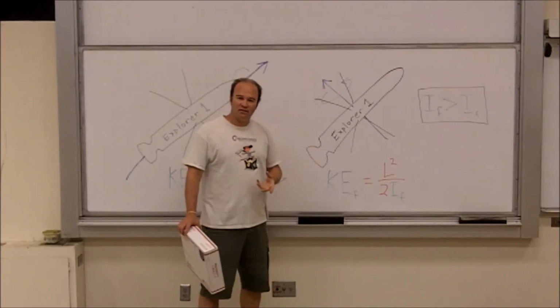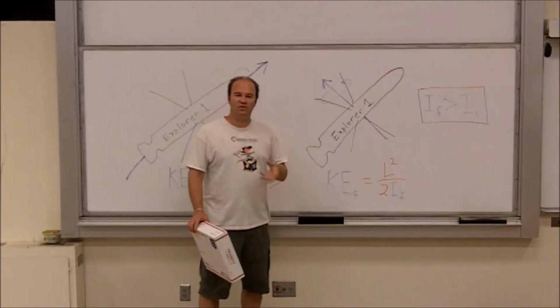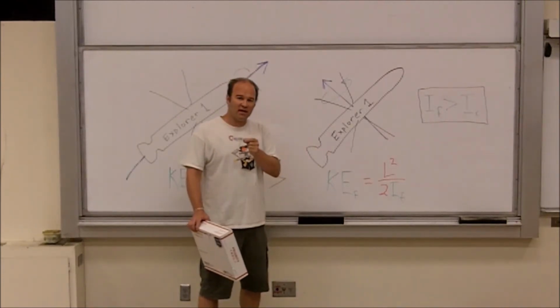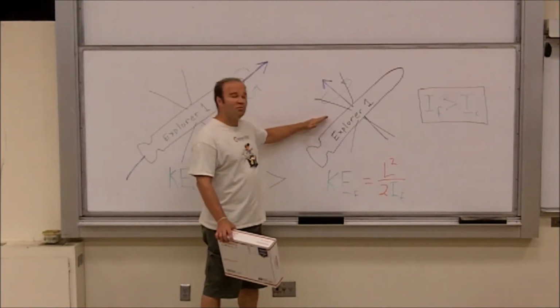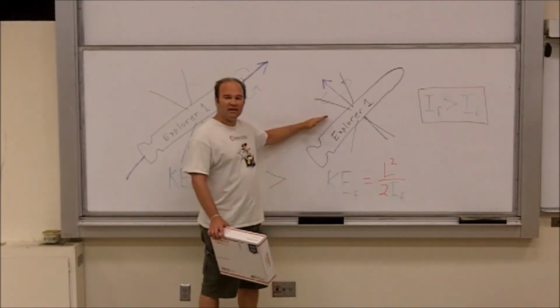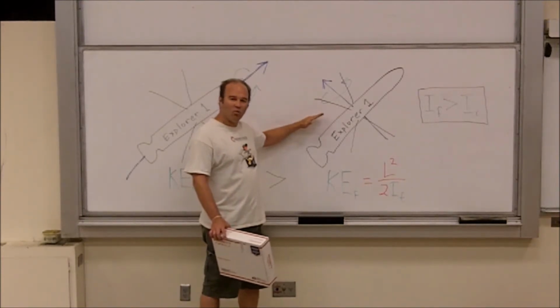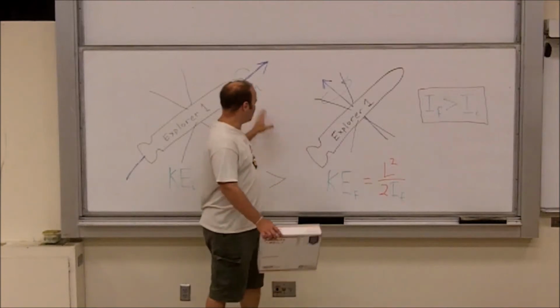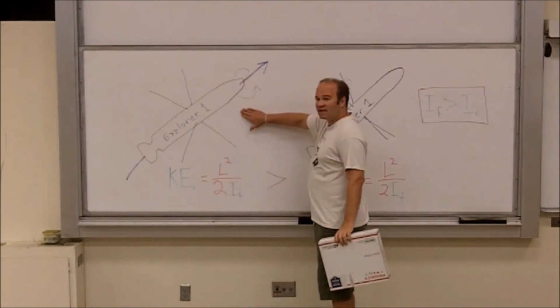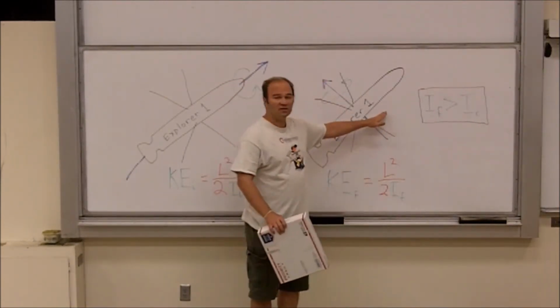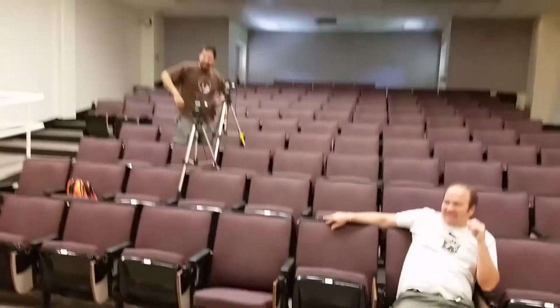Now the actual explanation of this in terms of forces and so forth is very complicated, but that's the beauty of the energy method of getting at this. You can basically see why the Explorer had to flip from rotating around this axis to rotating around this axis.